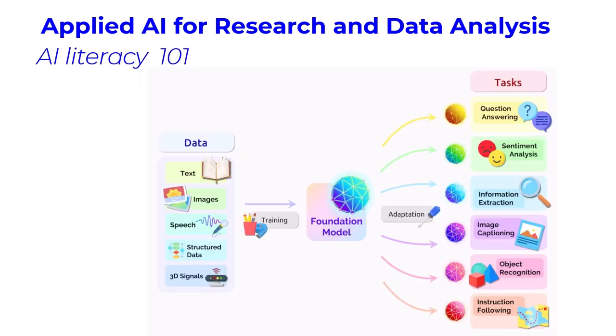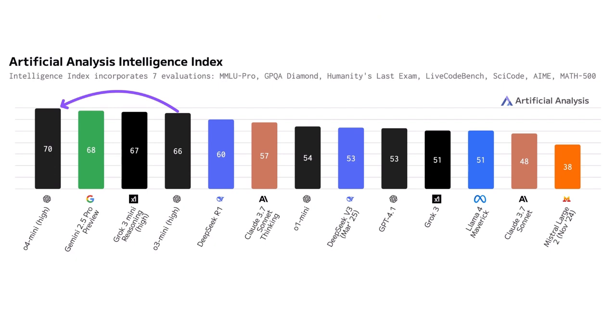Okay. So this is a typical AI model, right? Usually, when training an AI model, we provide text, images, speech, structured data, and 3D signals for the training, right? And then you're able to train the foundational model. After training the foundational model, these are the various tasks that you can use it for. You can use it for information extraction, image captioning, sentiment analysis, and a lot of things, right?